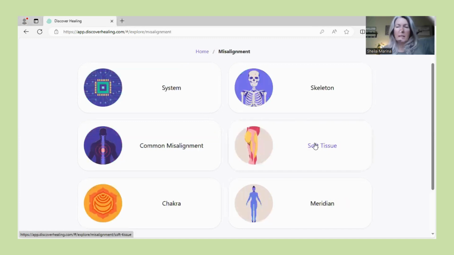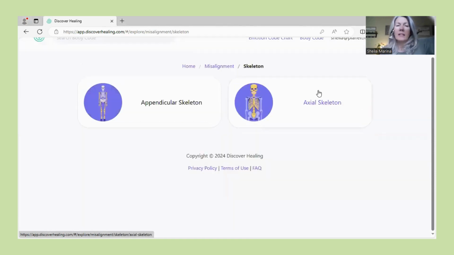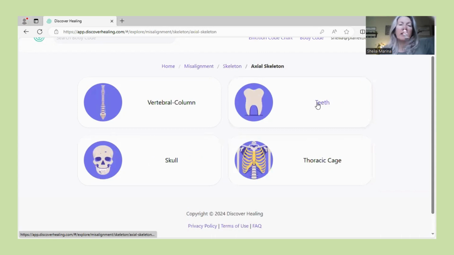So in the misalignment section, is this on the left side of the chart? On the right side of the chart, does this have to do with the skeleton? Yes, it has to do with the skeleton. And this skeleton, is it on the left side of the chart, the appendicular skeleton? No, it's the axial skeleton. And regarding Gus's axial skeleton, is this on the left side of the chart? No, on the right side of the chart.